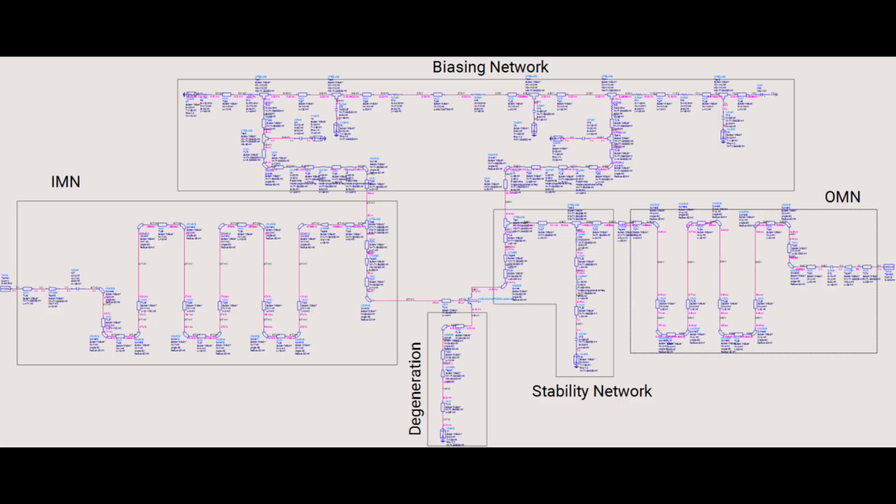So this is the schematic design of my circuit. I used ADS for my simulations and also for the layout design. The schematic consists of input and output matching networks, biasing and a stability network, and also there is a small degeneration inductance in the emitter for better input reflection coefficients.